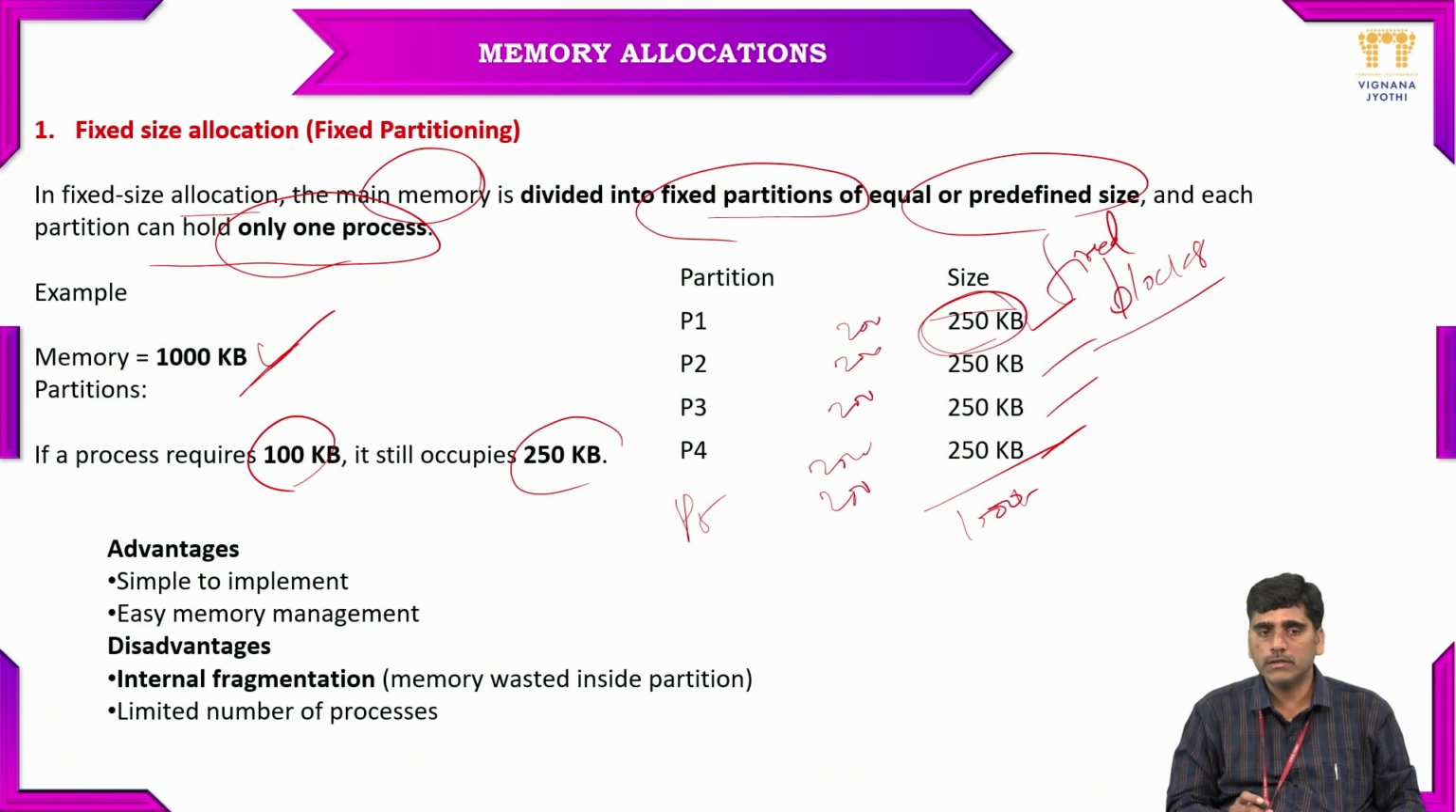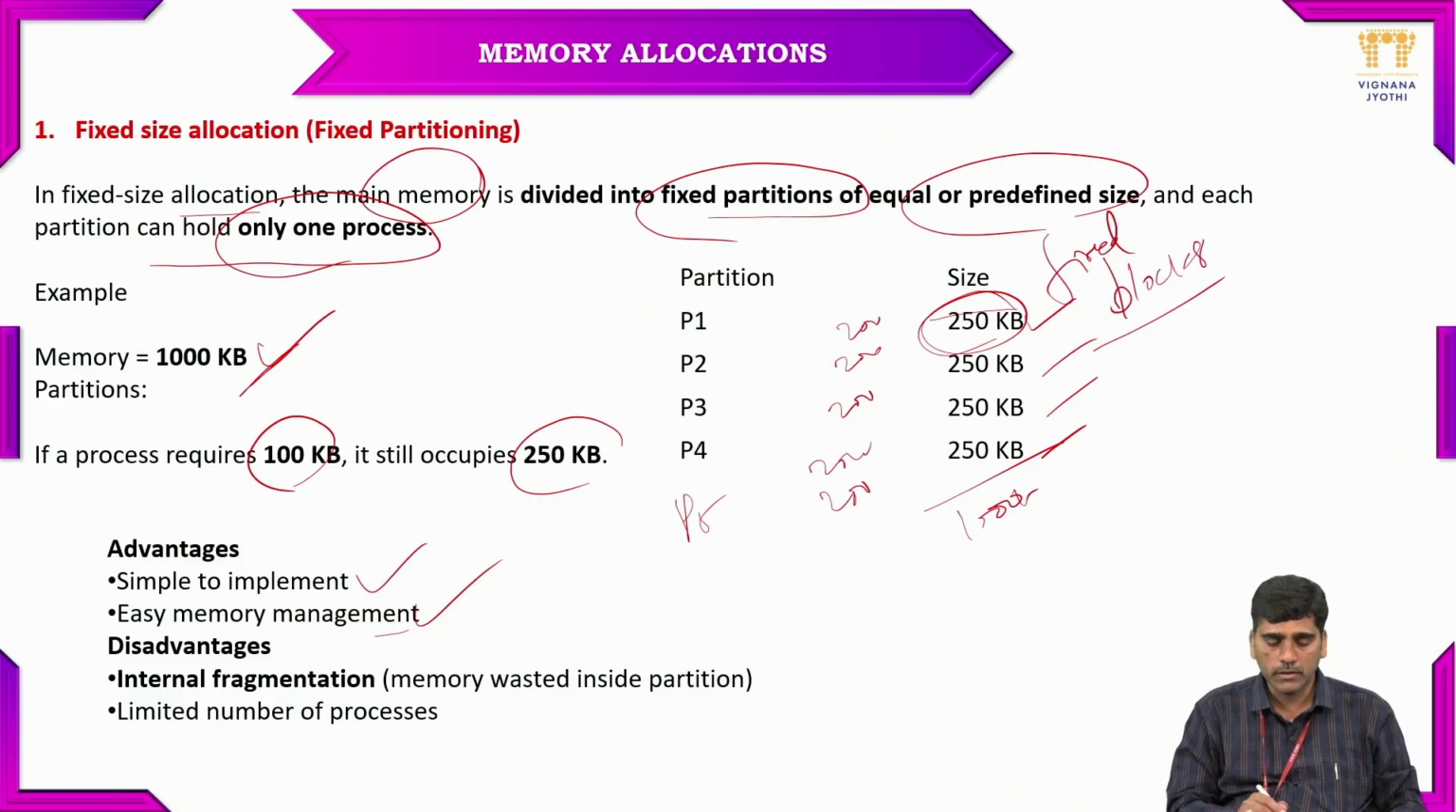So according to that, what is the advantage? Simple to implement. If any block is free, it is automatically allocated based on the sizes, and it is simple to implement with easy memory management. We can easily allocate each and every process into a memory block, and once its execution is over, the memory is automatically freed from these blocks.